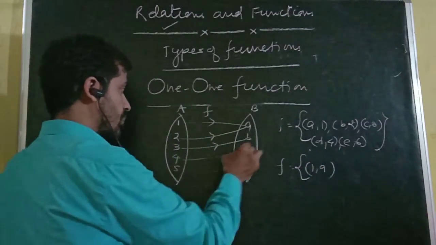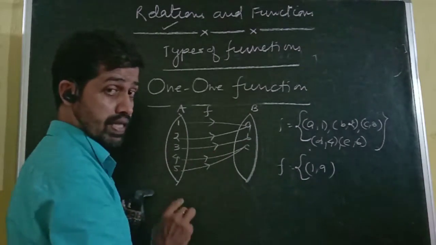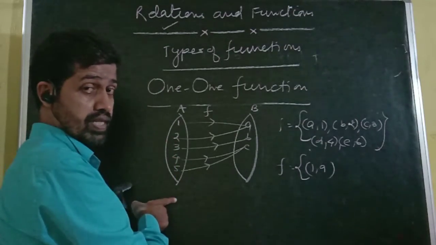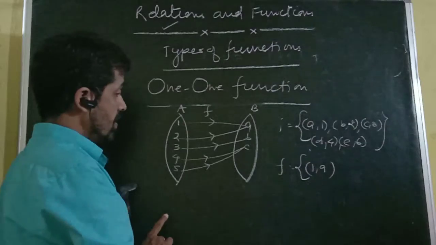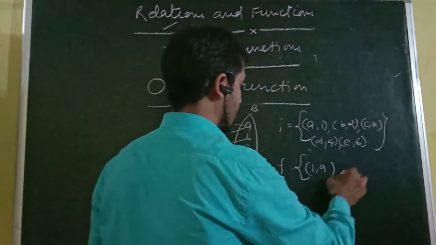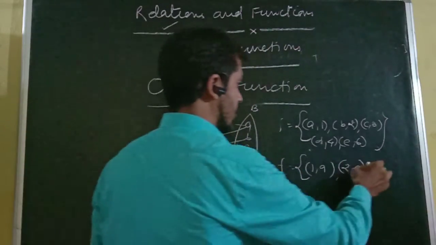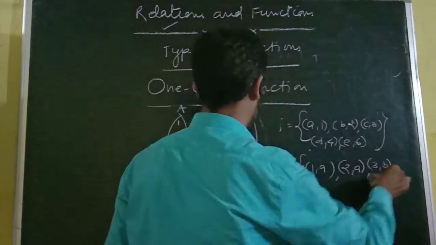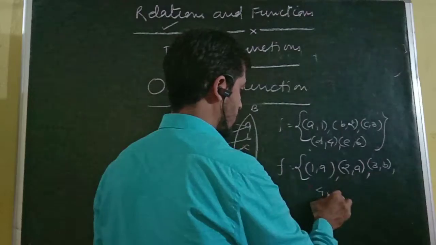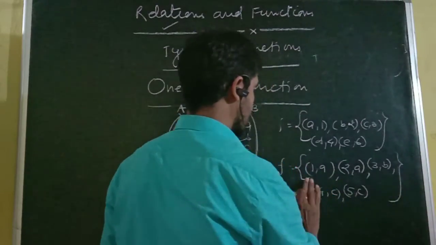The others will also be repeated. Do remember, because then it will not be a function. If any element is left unassociated, then this is not a function. So we get 1A, then 2A, the next is 3B, next is 4 and 5, both are related to C. So 4 comma C, and then 5 comma C.